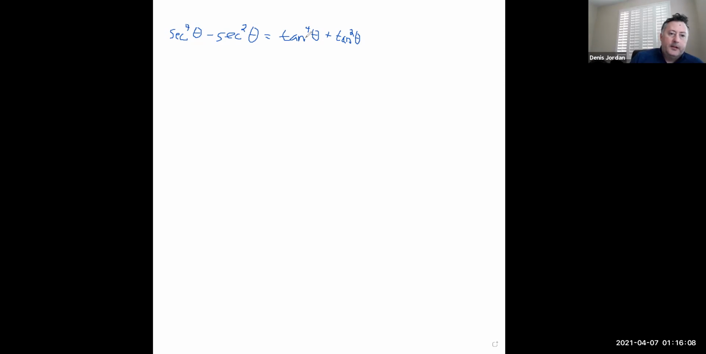So which side do you want to go with? I would go with the left side. The left side? Okay. If you chose the right side, it's going to be really similar anyway.